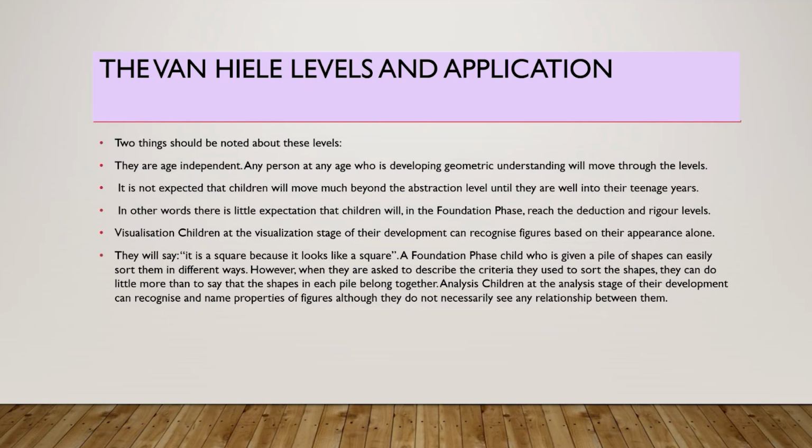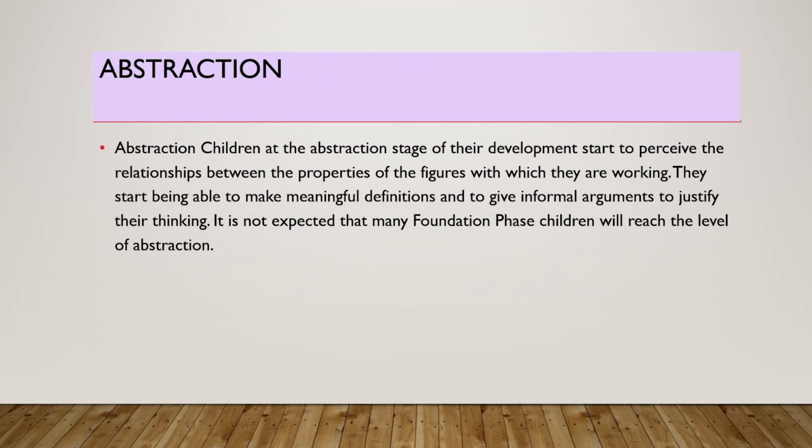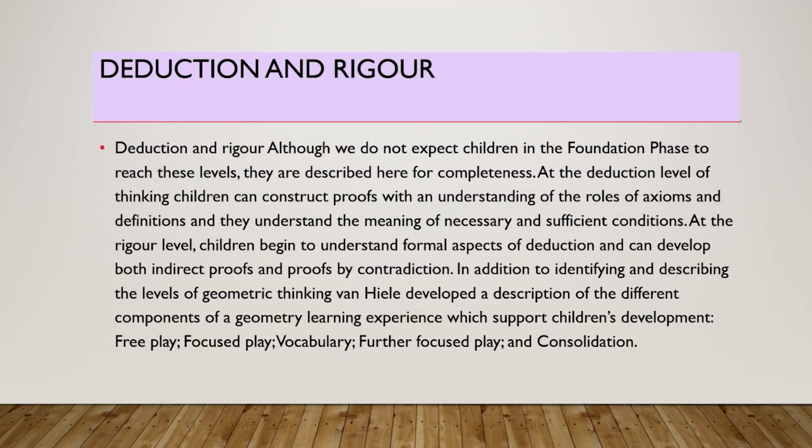Again, we look at this because we said it's age independent. If I look at the abstraction part, children at the abstraction stage of their development, this is usually around grade 3, are able to start to perceive the relationships between the properties of the figures which they are working with. They start being able to make meaningful definitions and give informal arguments to justify their thinking. So it's not expected that many foundation phase children will reach this level of understanding, but you as a teacher get them to the level and just make it part of your introduction.